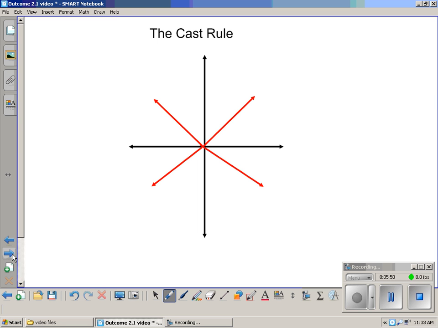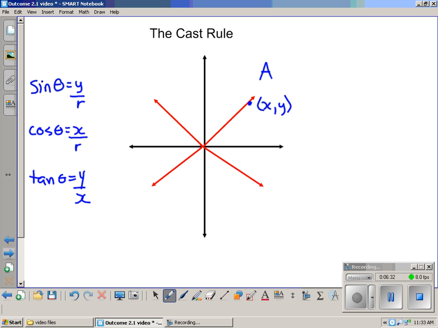We're going to use something a lot that's called the CAST rule. The CAST rule tells us in what quadrants trig ratios are positive and which quadrants trig ratios are negative. If we look at this first quadrant, our x and our y values here will both be positive. R is always positive, and so in this case, all three of our trig ratios will be positive. Let's just write those trig ratios up again. Sine is y over r, cos is x over r, and tangent is y over x.